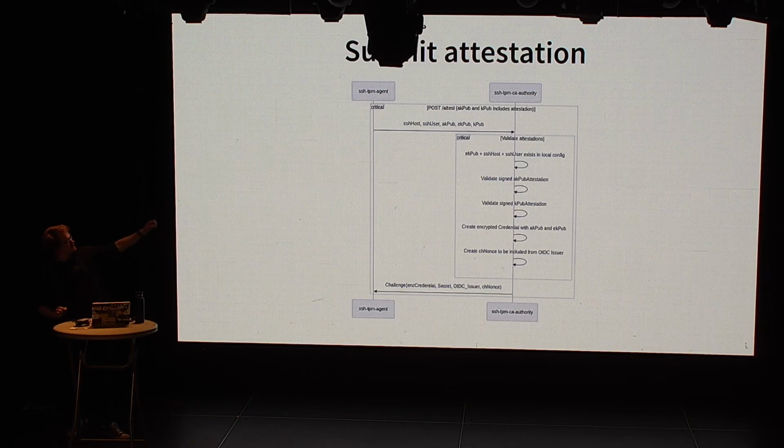The attestation itself is where we give our SSH host, our SSH username, and the keys that we created. The CA authority is going to do some pre-validation of all of these things, ensure that they exist in our configuration, and ensure that we have these things validly signed. We're then going to create two secret values, the credential protection and the nonce, which is then used by the OpenID Connect issuer, and we send this back. So the client doesn't know which OpenID Connect server is used, and it doesn't know anything in front of the request itself.